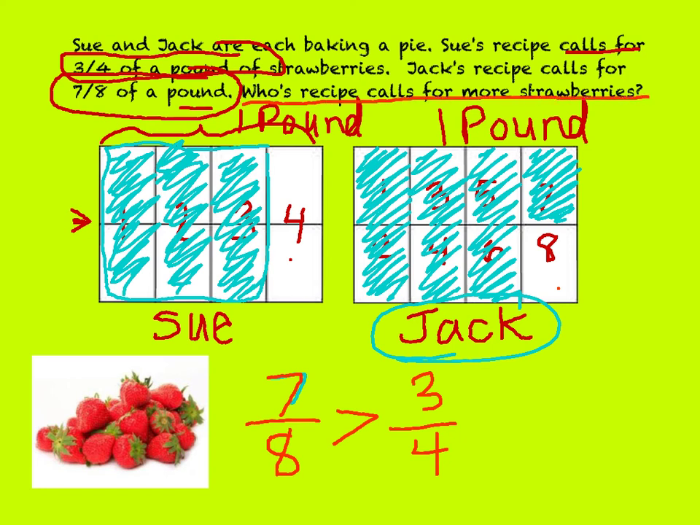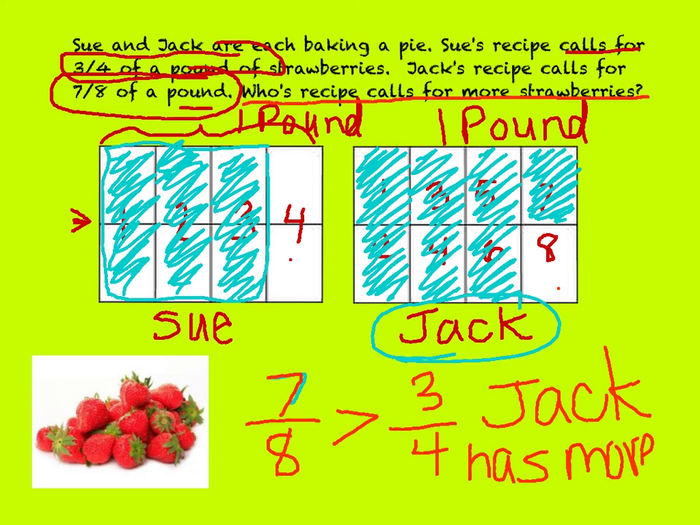But we have to make sure we answer the question. It did not ask for this. It asked for who. So it's Jack who has more strawberries. There we go. Very good. That'd be it.